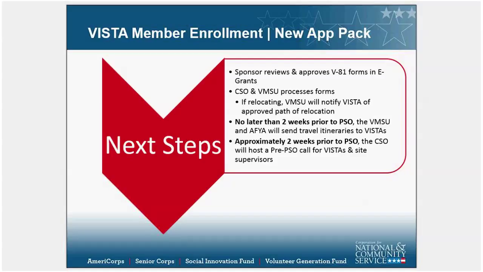What you're looking for, you'll go into your VISTA work basket when you log into eGrants, and there'll be a section for the V81 forms. You want to make sure that it's only service-related transportation that the VISTA member is referring to. So for example, they might write, I will be using my personal vehicle to travel to community meetings and to events for work.